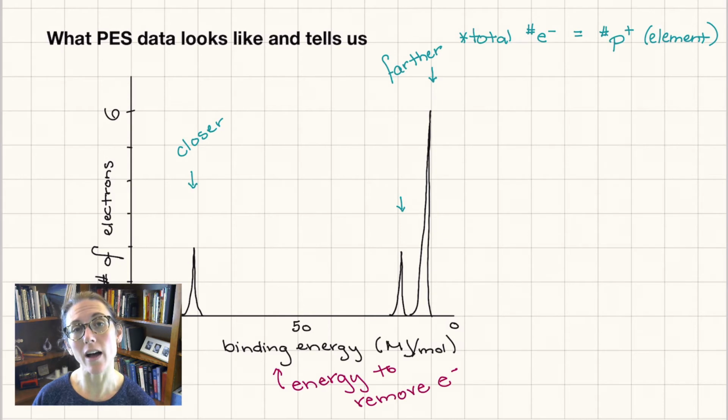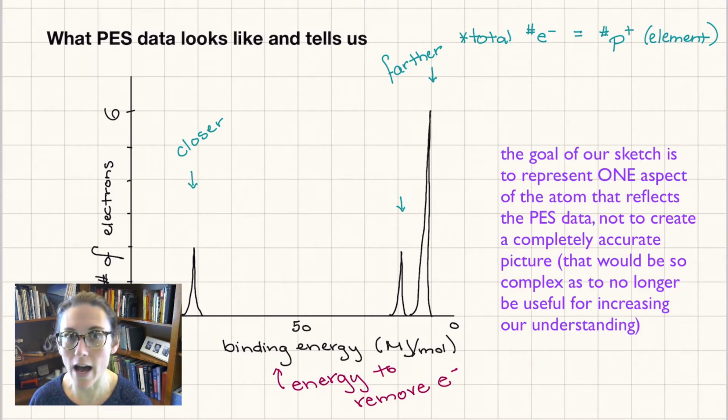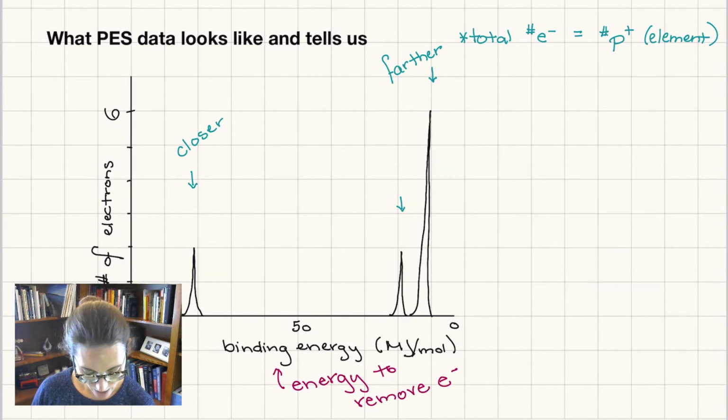We can actually draw a sketch to represent what's going on here. This is totally not exactly reality, but we're just going to sketch this to try to get the gist of what we're talking about here. So I have 10 protons in the nucleus, and I'm going to put those at the center of the picture I'm going to draw.